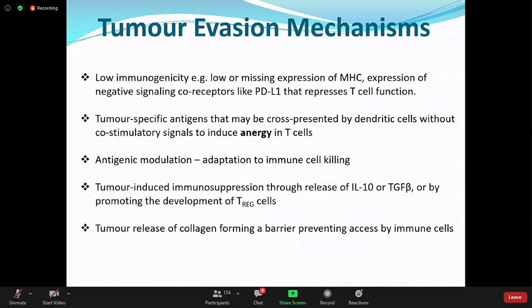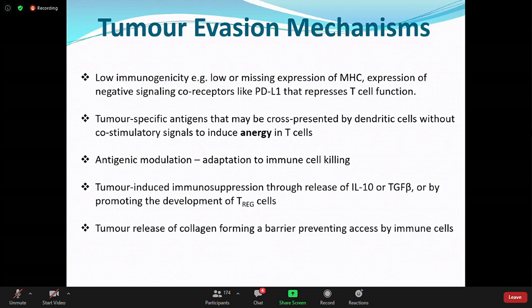Then, because these developing tumors are highly mutagenic, they're constantly changing their antigenic epitopes. So every time you have cytotoxic T cells that are recognizing antigenic epitopes on class 1 MHC, with the new proliferation of tumor cells, they could have changed their antigenic epitopes so they're no longer recognized by the cytotoxic T cells.